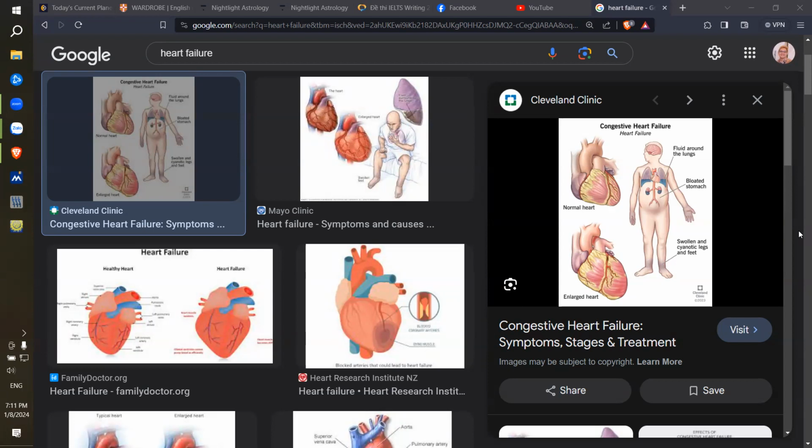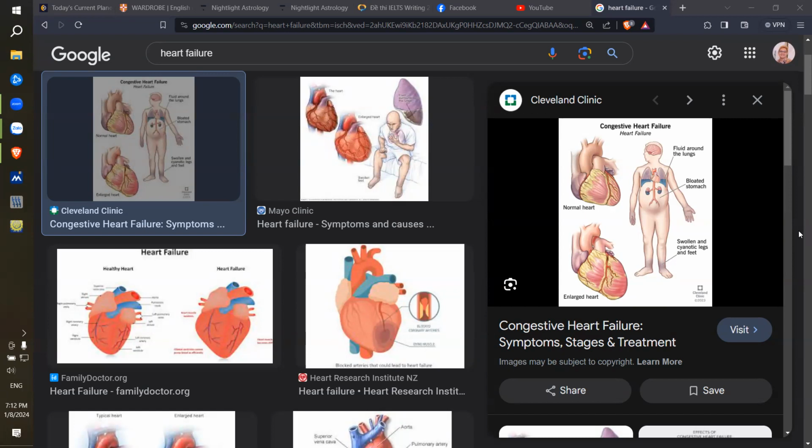rapid or irregular heartbeat, reduced ability to exercise, wheezing, or coughing that doesn't go away, or brings up white or pink mucus with spots of blood, swelling in belly area, rapid weight gain from fluid buildup, nausea or lack of appetite, difficulty concentrating or decreased alertness, chest pain.